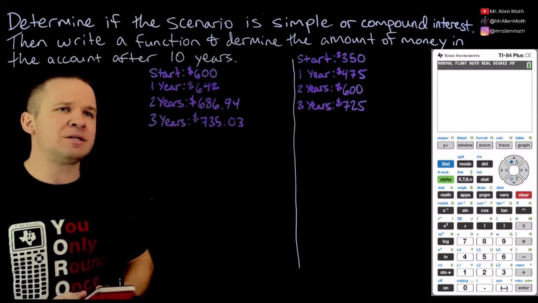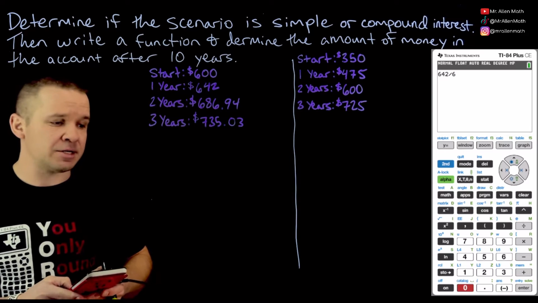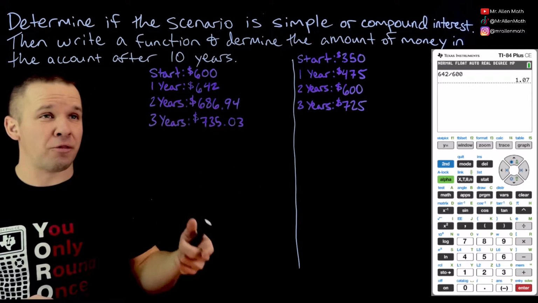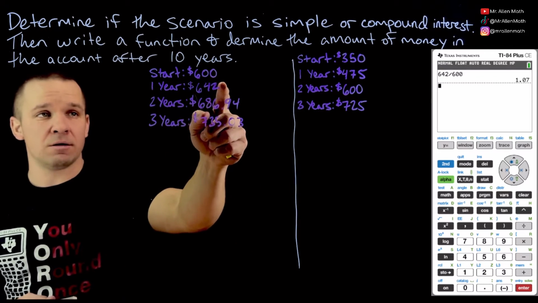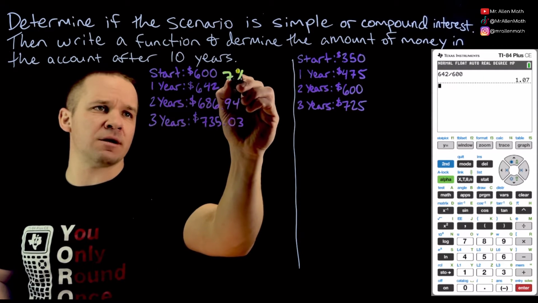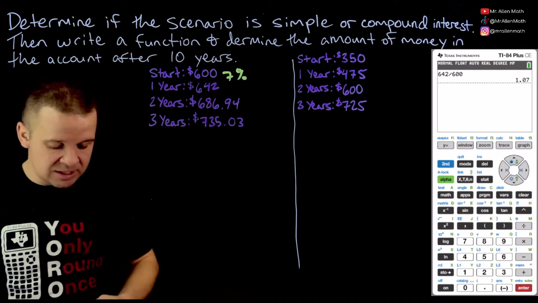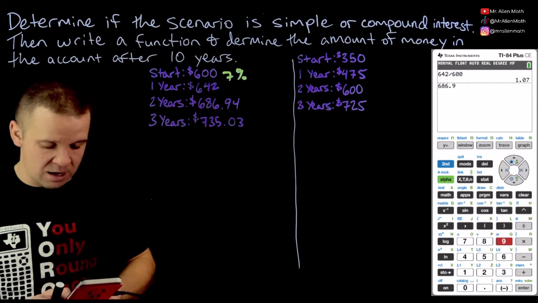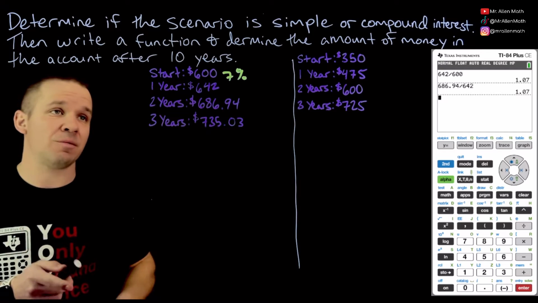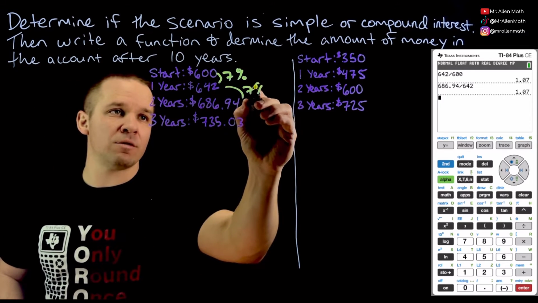Let's see here. I'm going to take the 642 and divide it by 600. So I took this one and divided it by the previous, which means we had a growth of 7% from here to here. So I'm going to jot that down. Let's see if that happens again. If I take the 686.94 and divide that by 642, I get the same thing. From here to here was 7%, here to here, 7%.